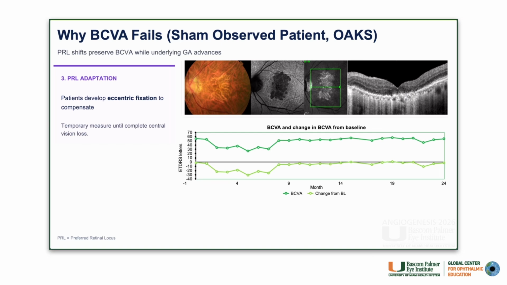The reason for this phenomenon is preferred retinal locus adaptation, or PRL. PRL is the retinal area a patient uses for fixation when the fovea is compromised, as seen in subfoveal GA. Patients can learn to adapt by utilizing other areas of the macula, at least temporarily, until vision is fully lost.